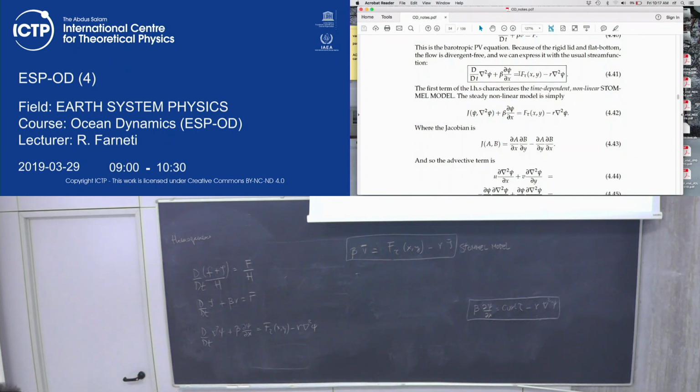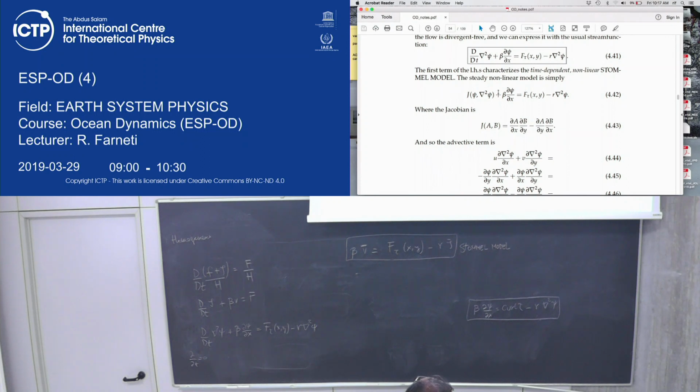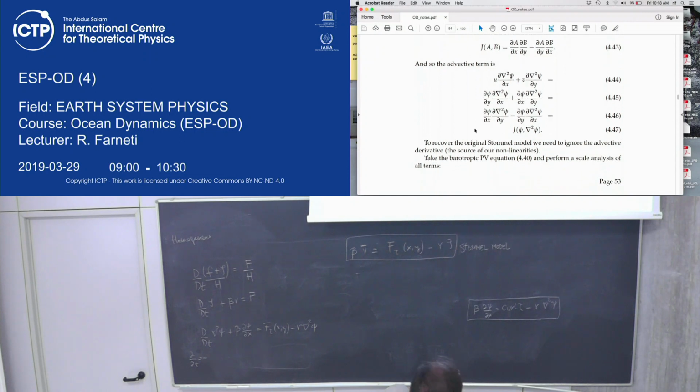The steady nonlinear model is simply by saying that d/dt is equal to 0, and then you recover the steady solution of the Stommel problem, and the solution is just equation 4.43. You have the Jacobian of psi and Laplacian of psi, plus the usual Stommel problem. And you just use the Jacobian here. So this is the steady nonlinear model, which you can use in order to produce that picture. Instead of having the steady linear solution, you can do the steady nonlinear solution of the Stommel problem. If you want to recover this Stommel model, you just ignore the advective derivatives or the nonlinear terms, and you recover the simple Stommel solution.